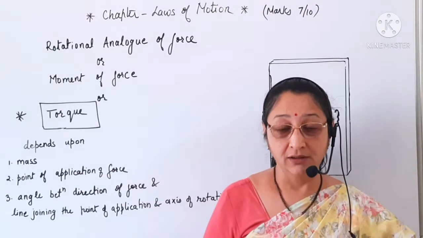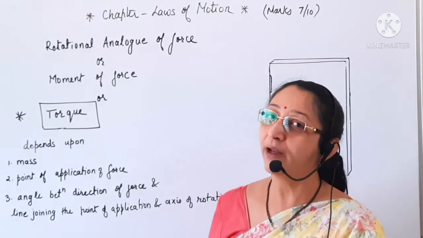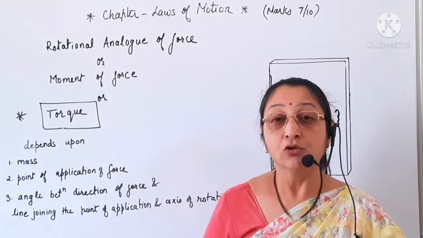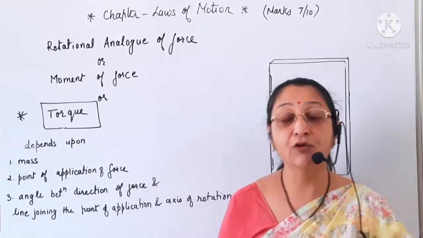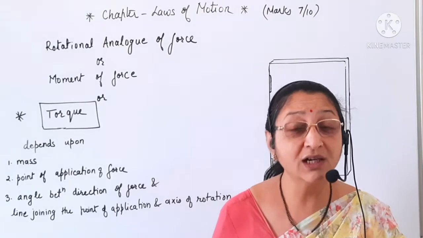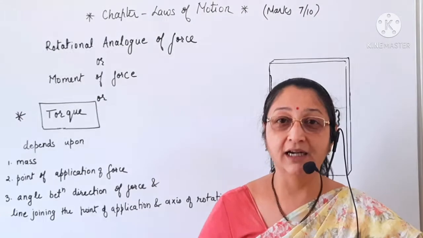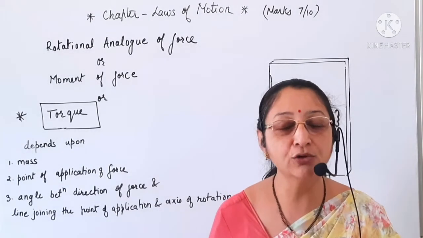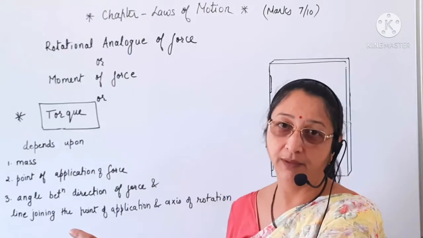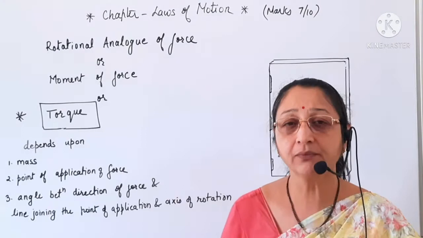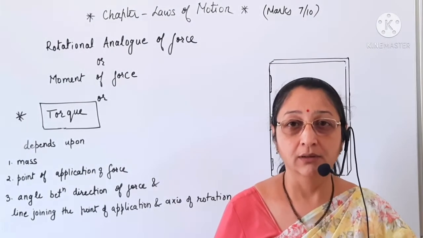According to Newton's laws, when I apply a force to some body, the body moves from one point to another. So for the motion of a body, or to be more precise, for the straight line motion of a body, what is required? A force is required. And what happens with the help of force? The body is accelerated. Force is equal to mass into acceleration according to Newton's second law of motion. So the body is accelerated in the direction of the force in which I am applying it.